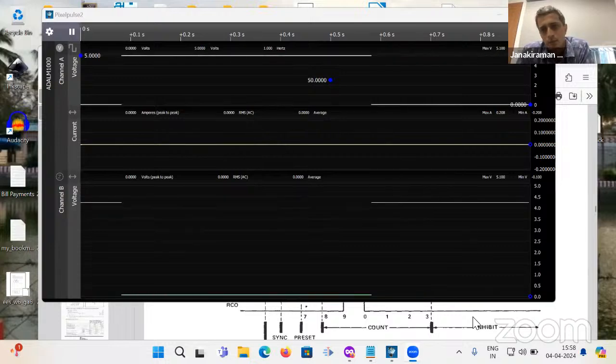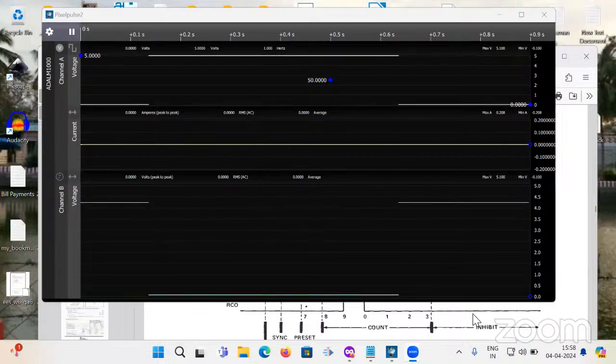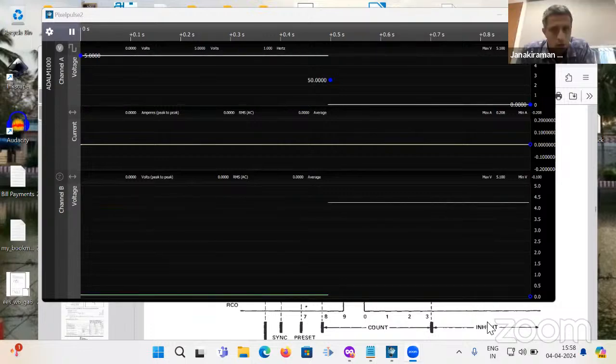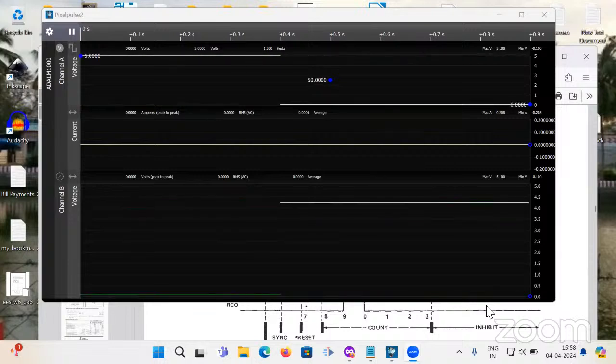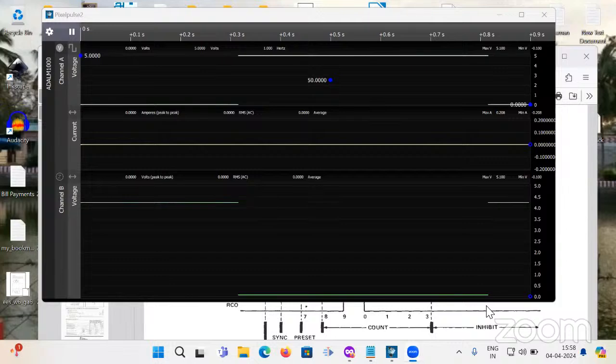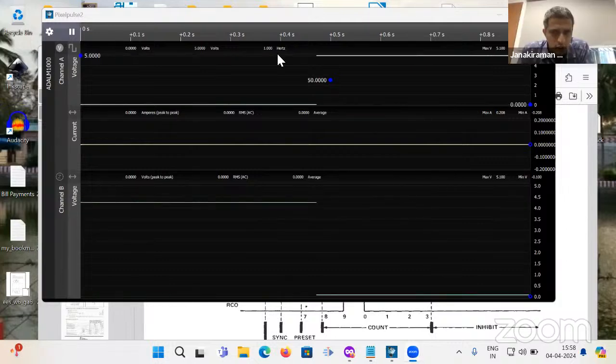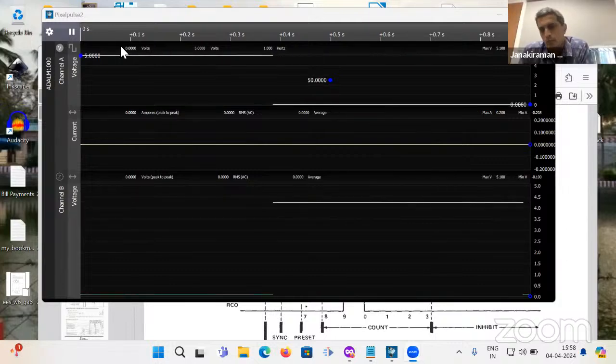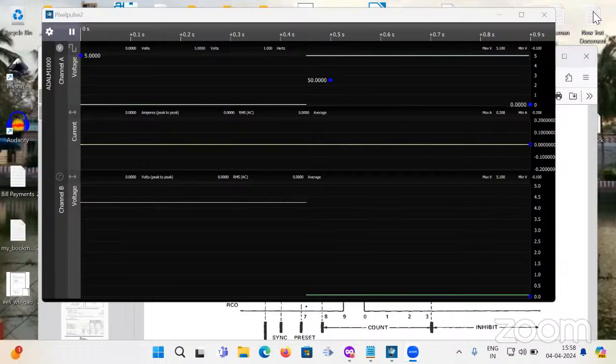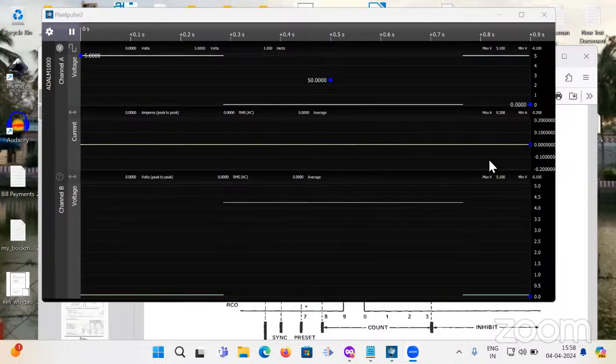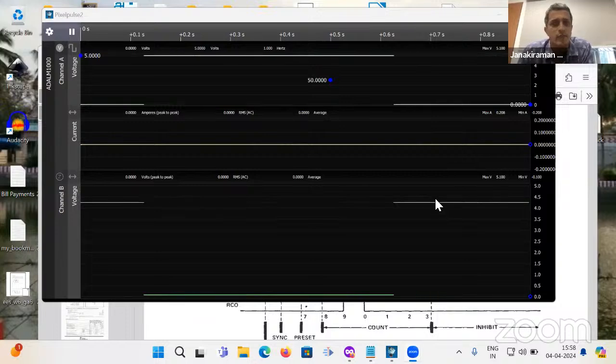Yes, Gayatri. Can you see my screen? Yes. I get the output from the terminal count output. Okay, that is fine. That matches exactly with the input. But unfortunately, that is still not 5 volts. That's like some 4 point something. That's what I'm saying. That is worrisome for me.